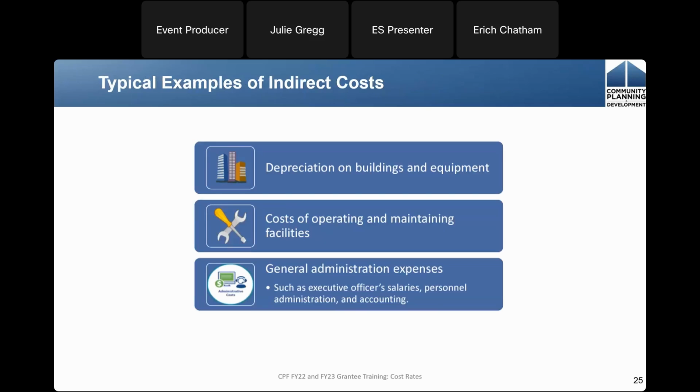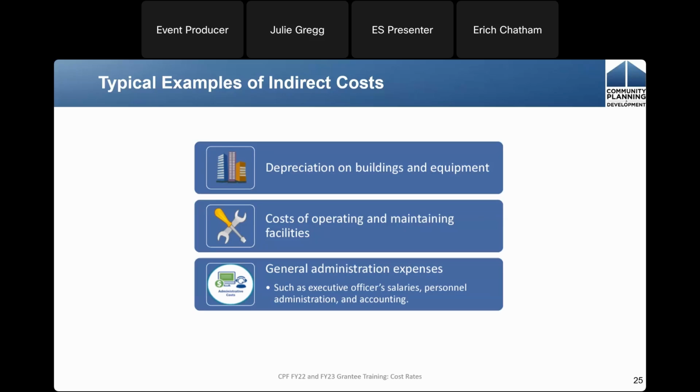So now let's give some examples of indirect cost. Depreciation on buildings and equipment. Those are hard to attribute to just one particular program, especially if an organization has many programs and different funding sources underway in the same building. Cost of operating and maintaining those same facilities are hard to attribute specifically to one cost center or another. And then general administrative expenses.